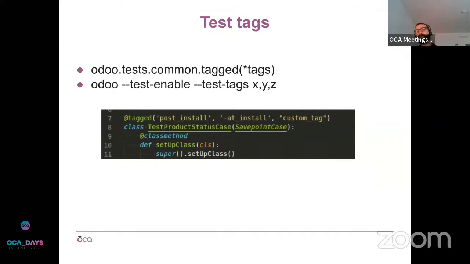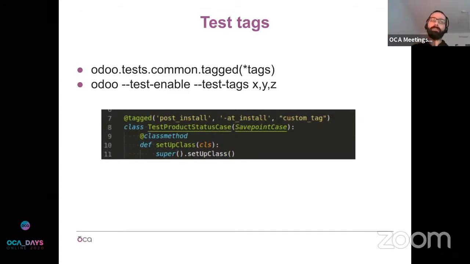It's basically the trick that the Odoo developers found to run a subset of the tests. To me, it's just a trick because there are more powerful ways to run specific tests. I will show you later. So in any case, this is how it works.